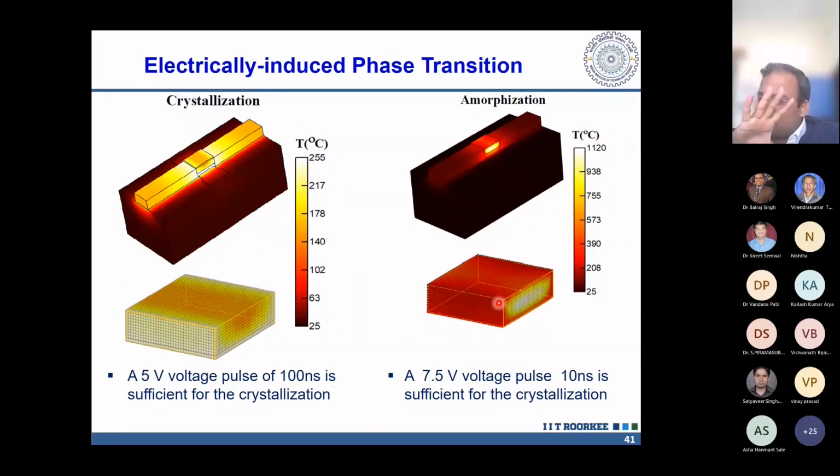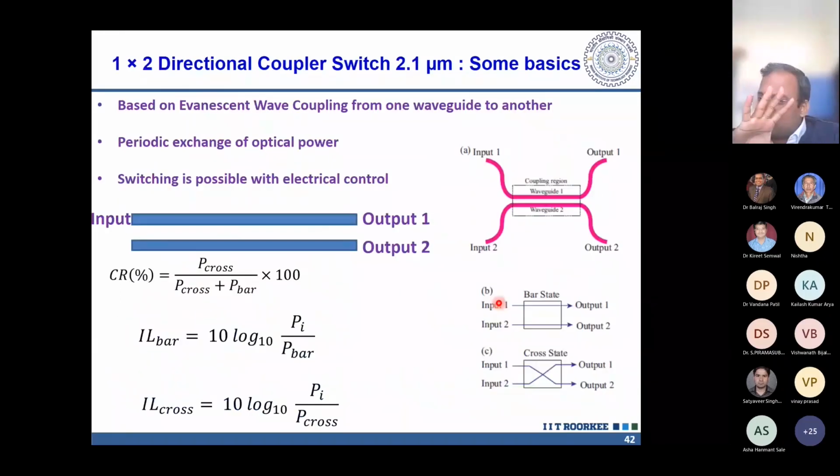Another switch that we realize is directional coupled switch. So here is some basic theory, which is based on the evanescent coupling of light from one waveguide to another. There is periodic exchange of power from one waveguide to another. So you can launch light here, you can get it here, but under certain condition you can bring it here. So that depends upon the interaction length or the coupling region. Okay, how long is the coupling region? Based on that, you can have the light output here or here.